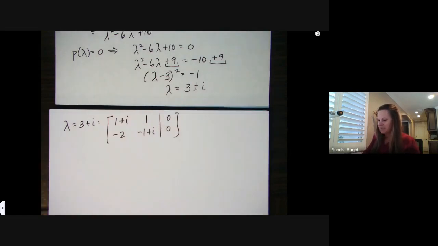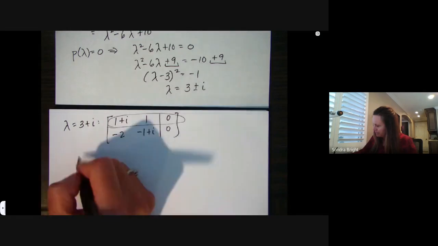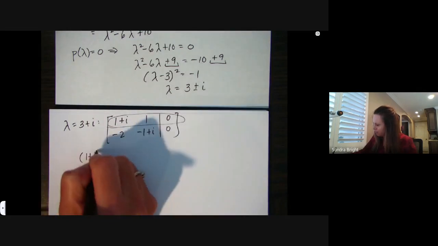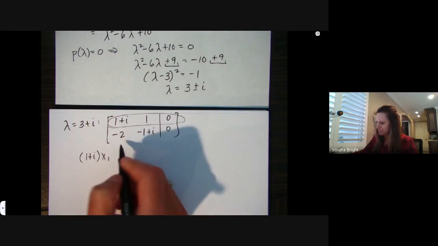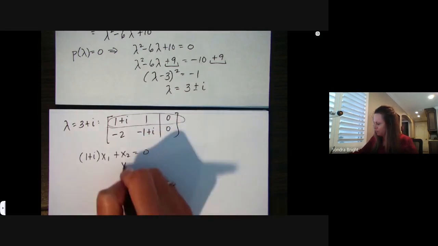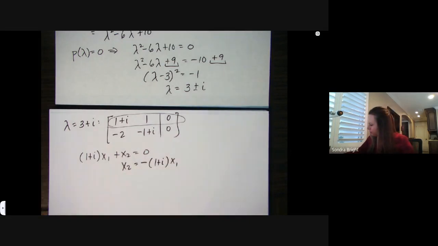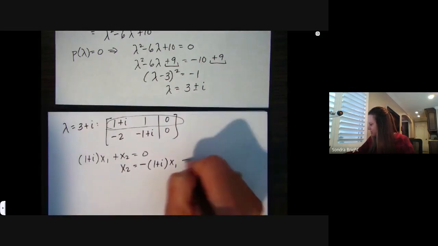Okay, I'm going to do the same trick I did last time, where I take this first equation here. What it's saying is (1 plus i) times x1 plus x2 is equal to 0, which means x2 is going to equal (negative 1 plus i) x1. I'll let you confirm for yourself that this does satisfy the other equation.